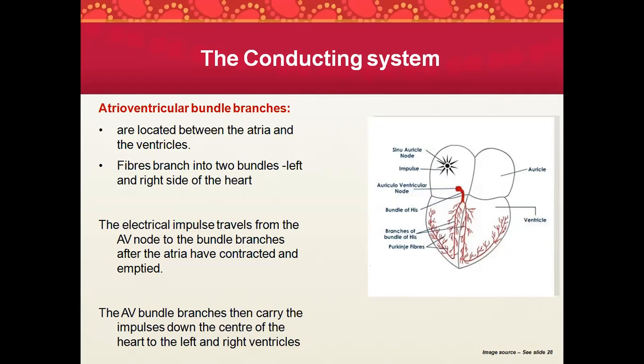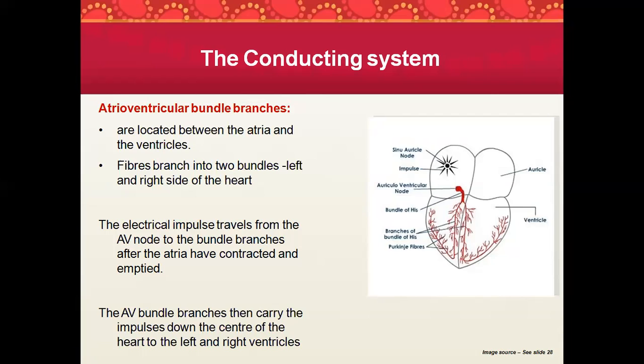So the electrical impulses travel from the AV node to the bundle branches. From the SA node it will start and reach the AV node. From the AV node it goes to the bundle of His, and from the bundle of His it goes to the left bundle branch and the right bundle branch. That is why both the atria contract and then both the ventricles contract at the same time. The AV bundle carries impulses down the center of the heart to the left and the right ventricle.